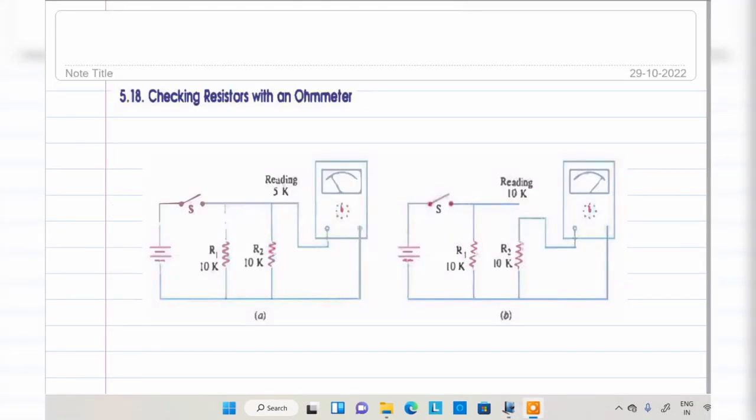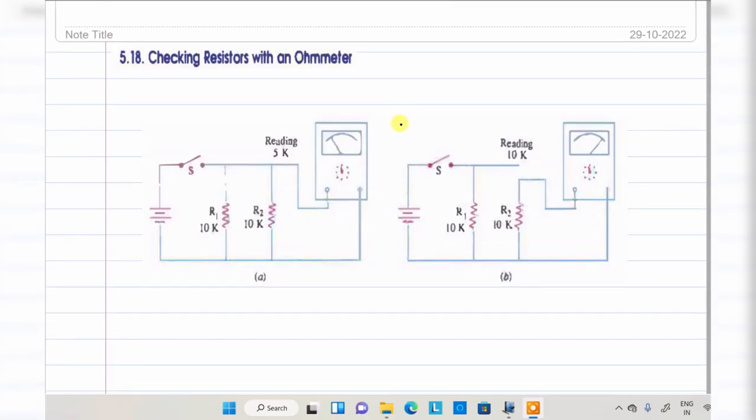The next topic is checking resistors with an ohm meter. This is the last topic from the resistance concept. For the passive circuit elements, we divided the videos into 3 parts: the first part is resistance, the second part is inductor, and the third part is capacitor. In the resistor part, this is the last topic. While checking a resistor with an ohm meter, an external power supply is not required, because the ohm meter itself has batteries, a voltage source.